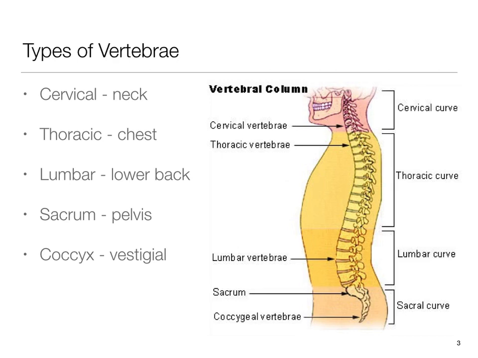There are cervical vertebrae in the neck, thoracic vertebrae in the chest, lumbar vertebrae in the lower back, and sacral vertebrae in the pelvic region. In addition, there is also a coccygeal vertebrae, which is a vestigial structure.